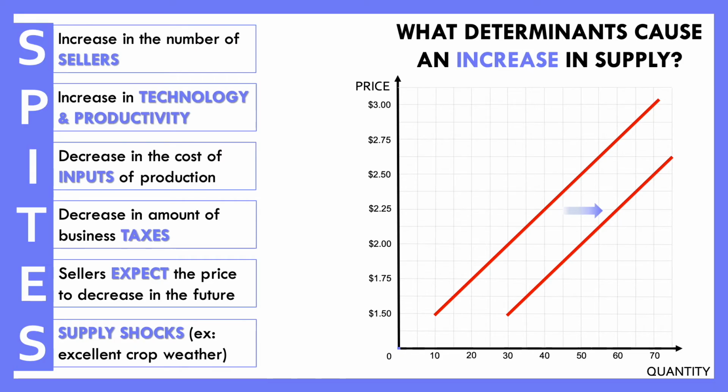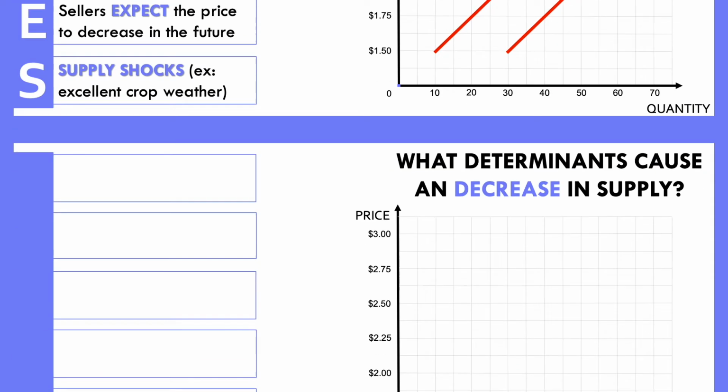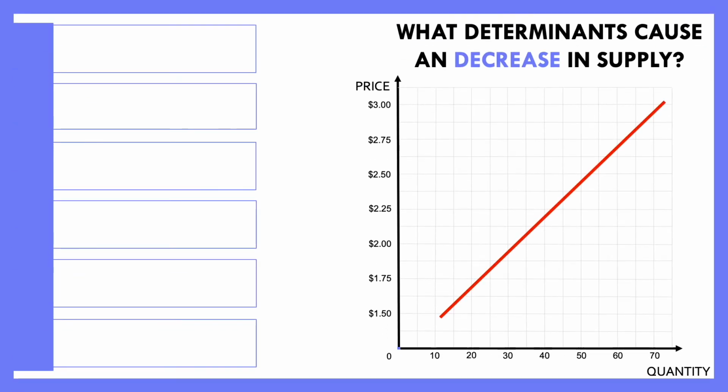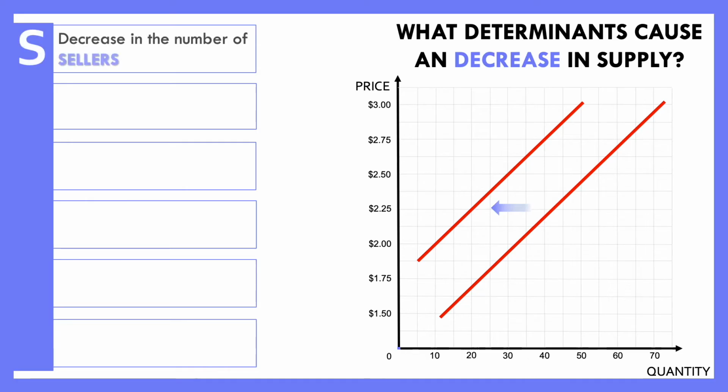So if you notice, our word here is SPITES, S-P-I-T-E-S. And it'll end up going the same way as we talk about decreasing in supply. Whenever we have a shift to the left of our supply curve, we're going to use these same letters, but we're just going to switch these things around a little bit. So again, the S stands for the number of sellers. A decrease in the number of sellers means there's going to be a decrease in the supply, or a decrease in the amount of a product.